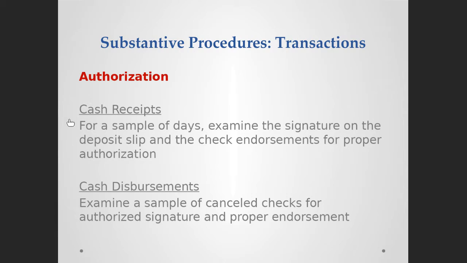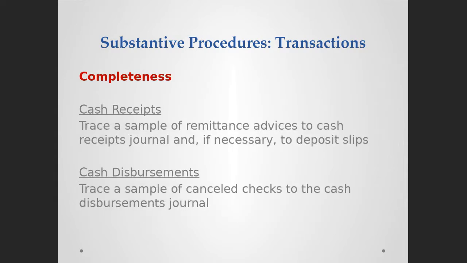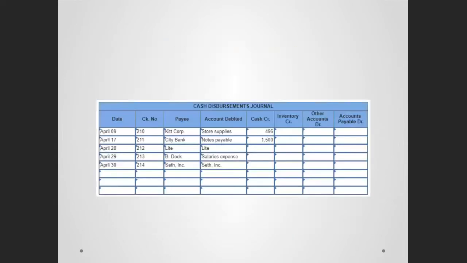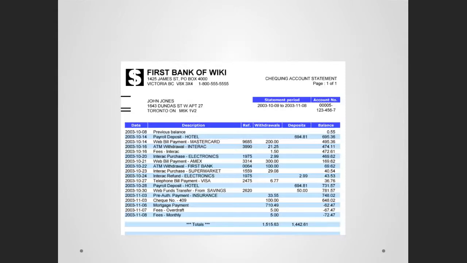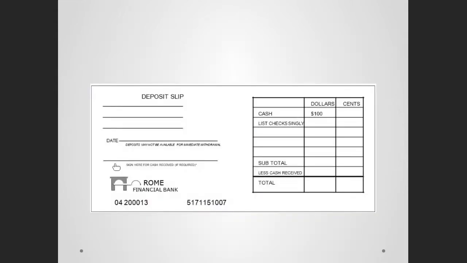Now, for authorization, you want to make sure that everything that was received was properly authorized before it was deposited. And the way you ensure that is you take a sample of deposit slips and make sure that the signature is present. Now here, if you see in the deposit slip, your client will sign here. You see this? For every deposit slip, there is going to be an authorized signature. That means your client is aware that deposit is being made into the bank account.